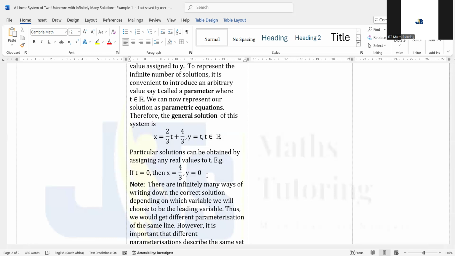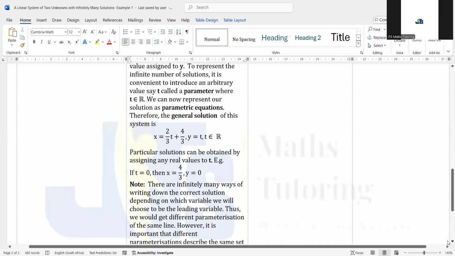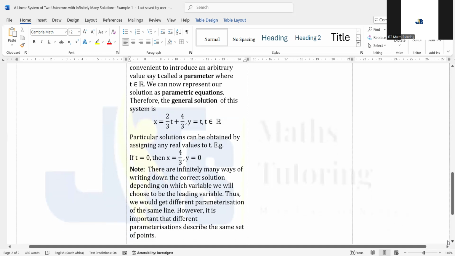I want you to take notice of something here. There are plenty of ways in which you can represent this, depending on which variable you have chosen to be your leading variable. In my case, I decided to have x as my leading variable, meaning that I solve x in terms of y. But what if I decide to have y as my leading variable, meaning that I solve y in terms of x? You're going to get a different solution there. But rest assured that all those different parameterizations are just describing the same set of points, the same solution set.